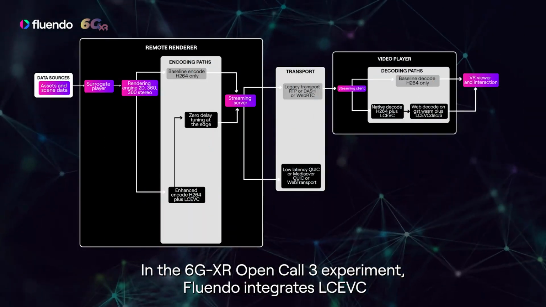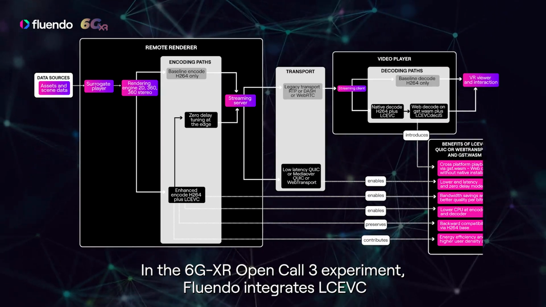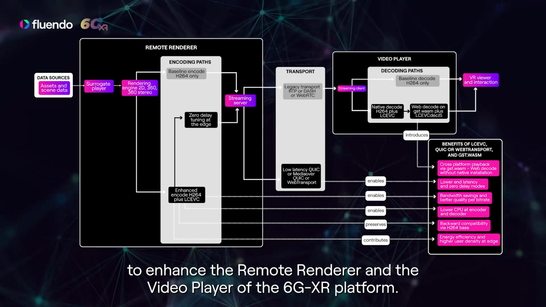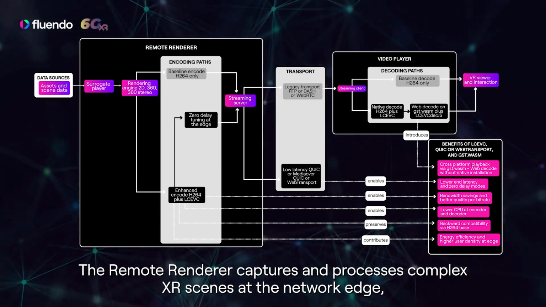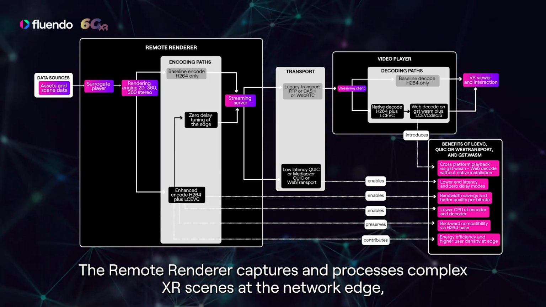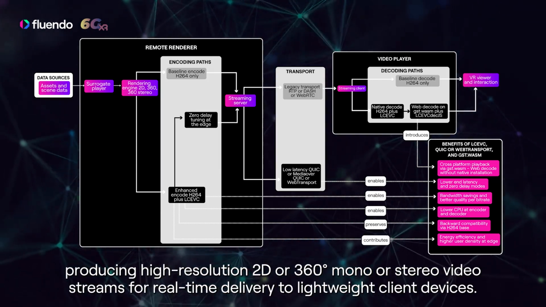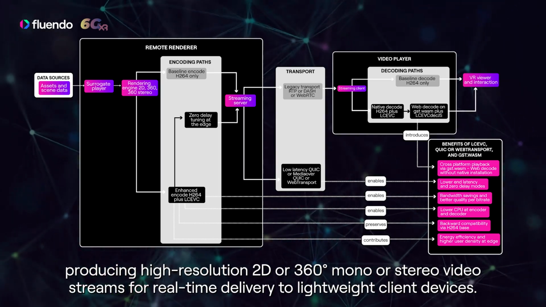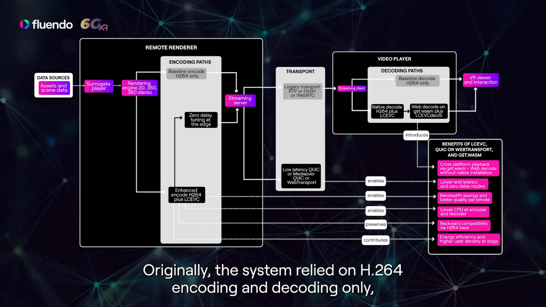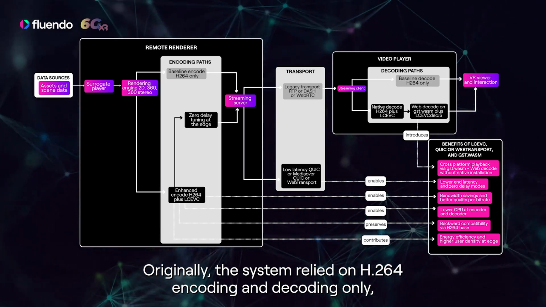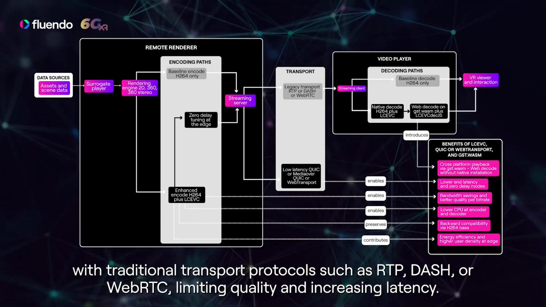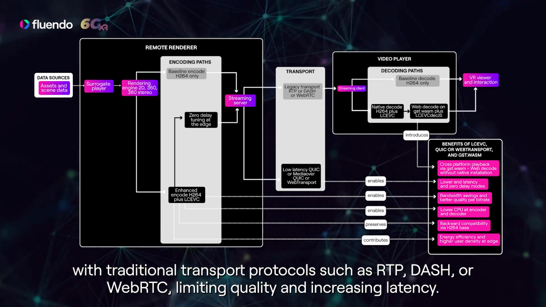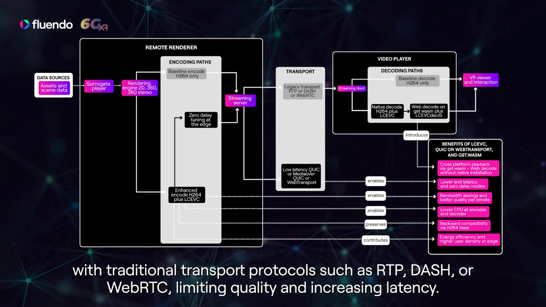In the 6G-XR OpenCall 3 experiment, Fluendo integrates LCEVC to enhance the remote renderer and the video player of the 6G-XR platform. The remote renderer captures and processes complex XR scenes at the network edge, producing high-resolution 2D or 360-degree mono or stereo video streams for real-time delivery to lightweight client devices. Originally, the system relied on H.264 encoding and decoding only, with traditional transport protocols such as RTP, DASH, or WebRTC, limiting quality and increasing latency.